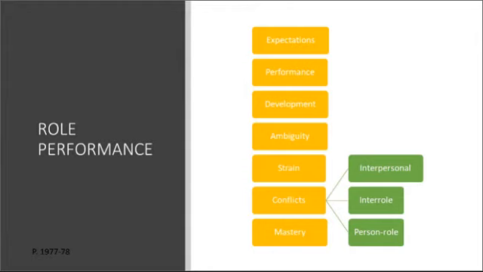Role performance. Page 1977, a role encompasses a grouping of behavior expectations associated with specified social or organizational positions. So, a group of behavior expectations. As nursing students, there are expectations as a student, expectations as a nursing student, expectations in your different environments as a student. Role performance, demonstration of behaviors or actions associated with your given role.